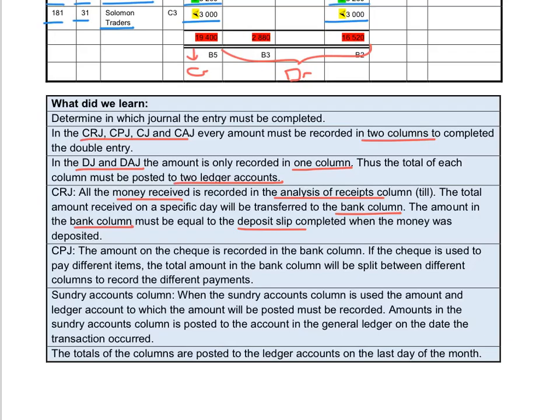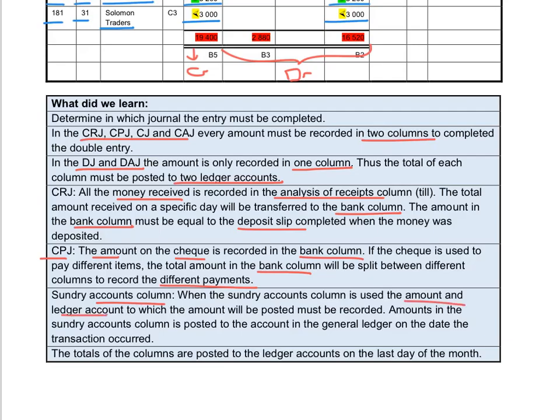In the cash payments journal, the amount that appears on the check is recorded in the bank column. If this check is used to pay for different expenses or buy different assets, the total amount will appear in the bank column and will then be split between the other columns to indicate the different payments that were made with this one check. In the sundry accounts column, you will use the amount and the ledger account.